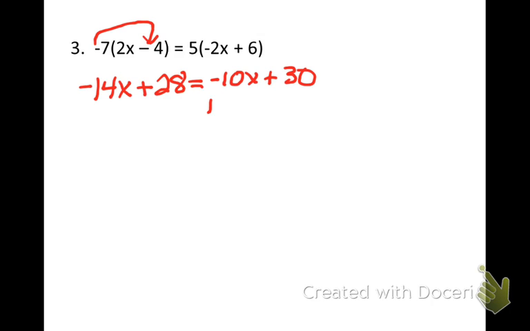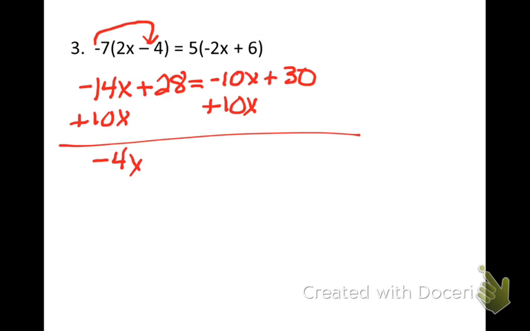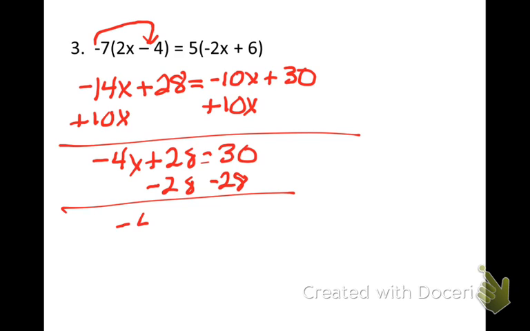Again, I want to get my x's together, so I'm going to add 10x to each side. I get negative 4x plus 28 equals 30. Subtract 28 from each side. I get negative 4x equals 2. Divide by negative 4. These cancel, leaving me x equal. And I do have 2 over 4. Signs are different, so it's negative, and I would reduce that to 1/2, and that would be my answer.